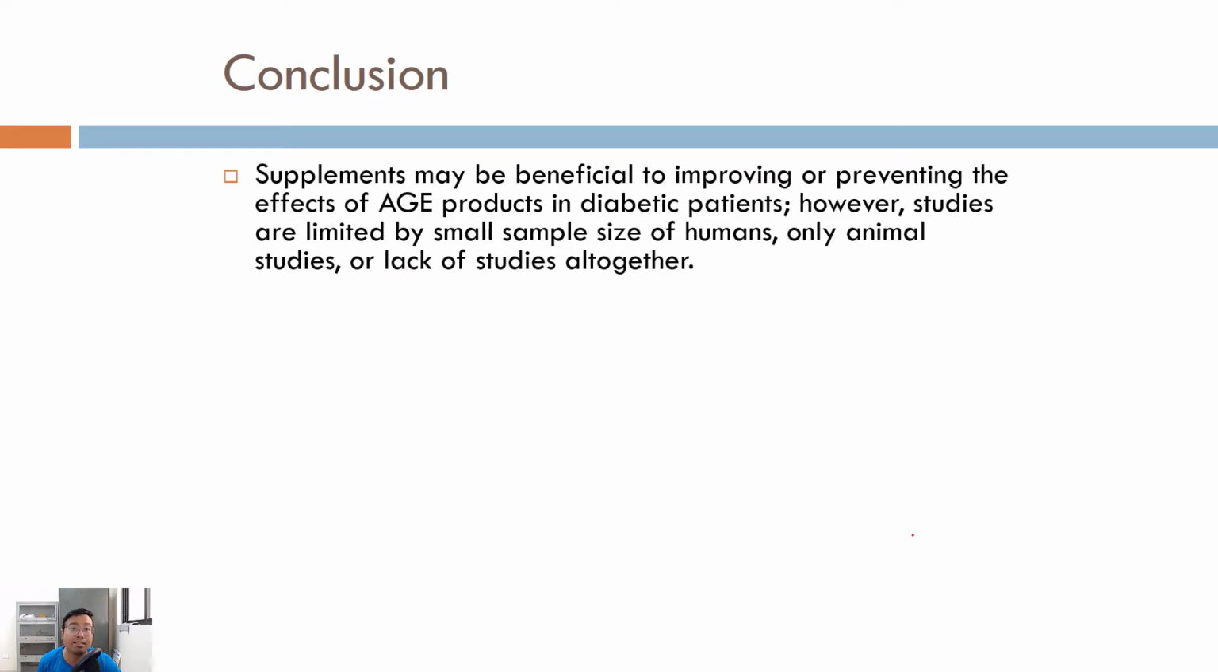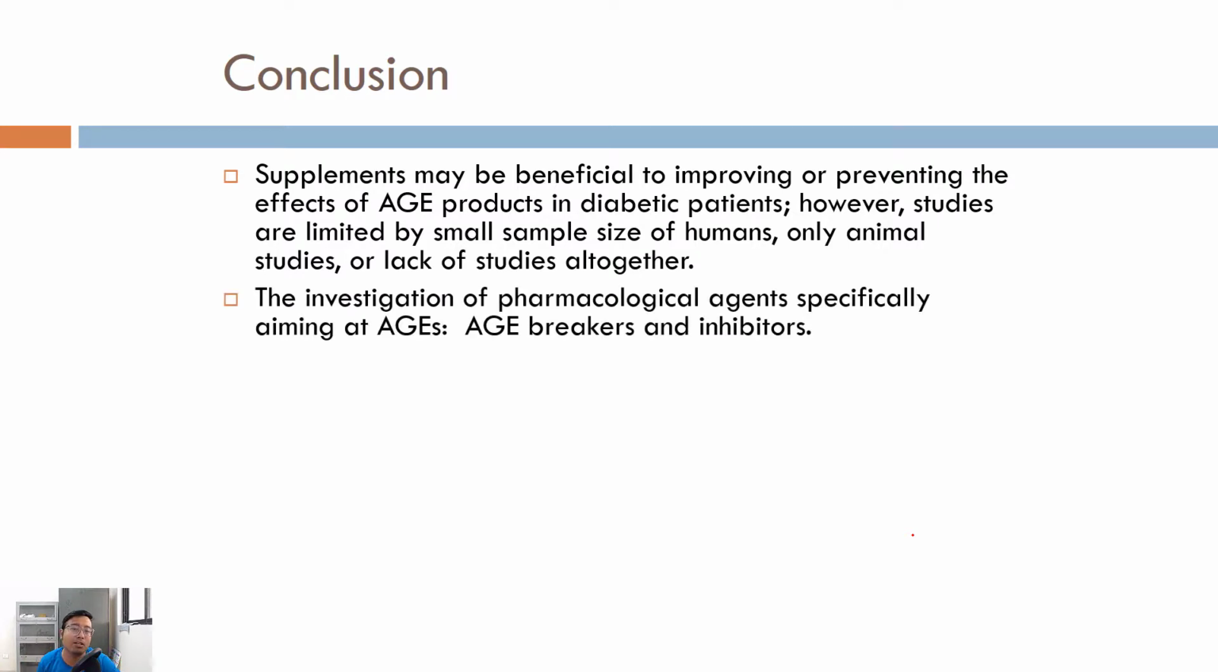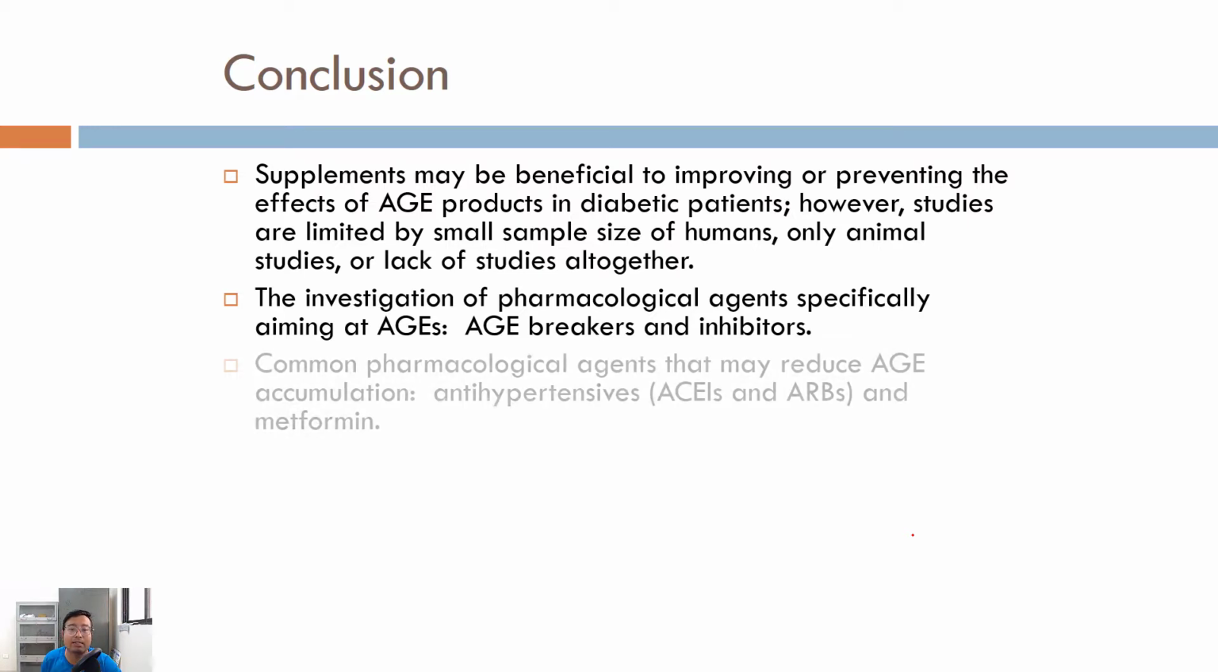Next, we discussed dietary supplements that are beneficial in either improving or preventing the effects of AGEs in diabetic patients. However, studies are limited, small in size in humans, and mostly only animal studies, and the lack of studies is an area which can be explored by scientists and doctors who would like to work in animal models and clinical trials. Next, the investigation of pharmacological agents, specifically aiming at AGEs. They include AGE breakers and inhibitors, and common pharmacological agents like angiotensin converting enzyme inhibitors, angiotensin receptor blockers, and metformin, that are antihypertensives and antihyperglycemics. They have shown a promising role.